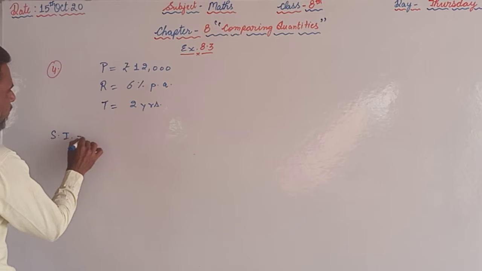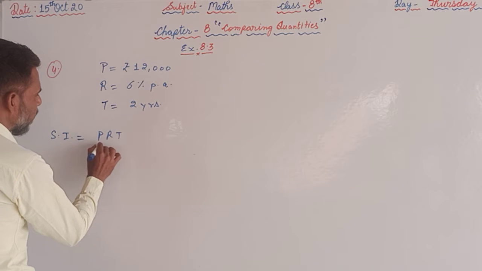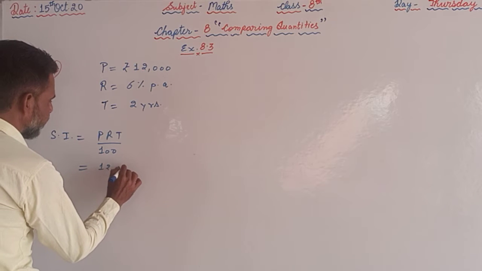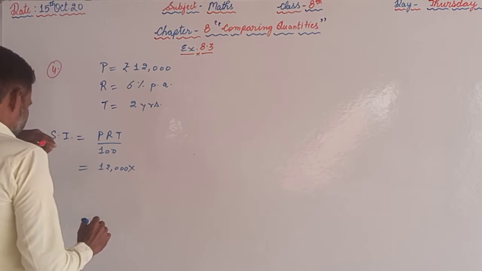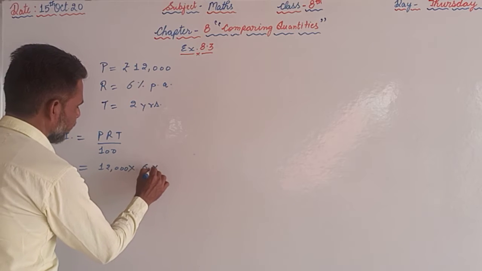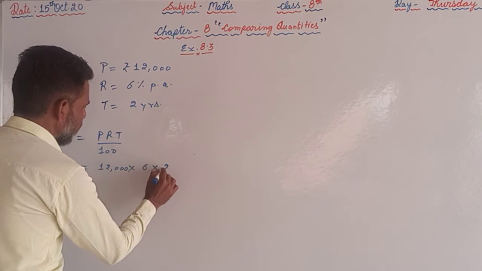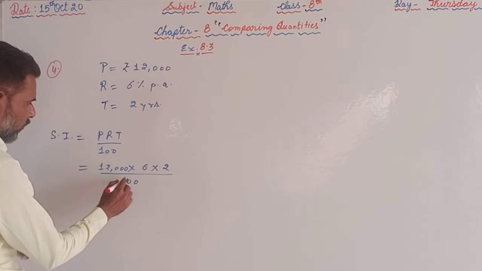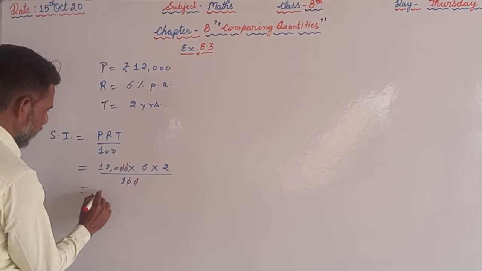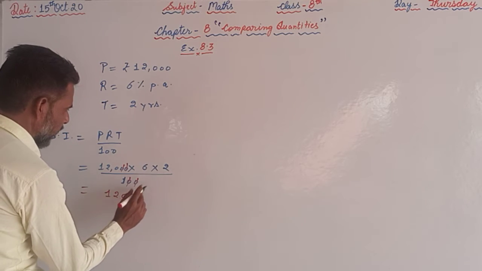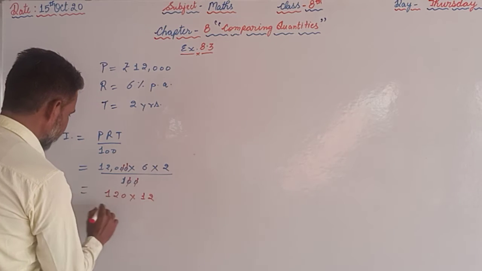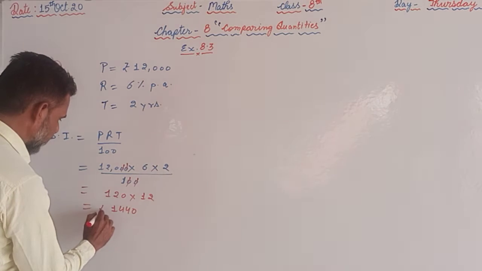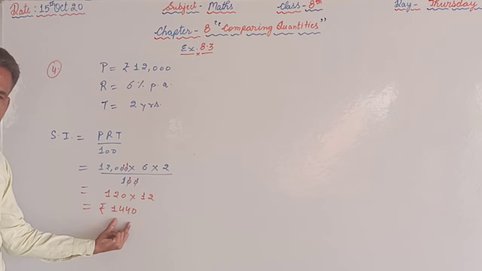Simple interest is, that is the formula PRT upon 100. So here P is 12,000 and R is 6 and time is 2 and upon 100. So 20 cancels out, that is 120 into 6 into 12. If you multiply 12 12s are 144, and that is the 0. So that is the simple interest.